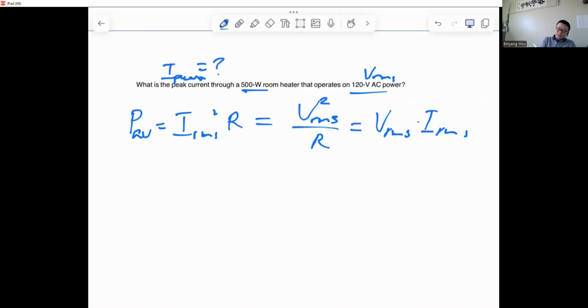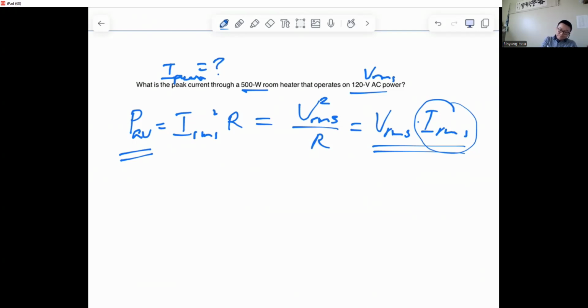So it looks like we can use the power equal to the third expression here to find I RMS, right? Once we have I RMS, then we can find I peak, right? Because I peak is square root 2 times I RMS, okay? So we can do that.